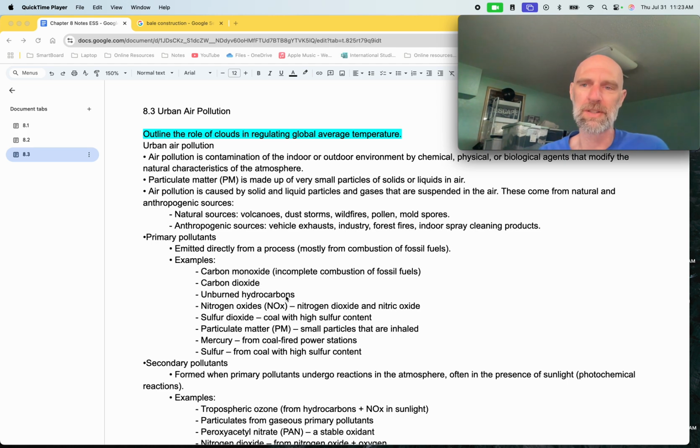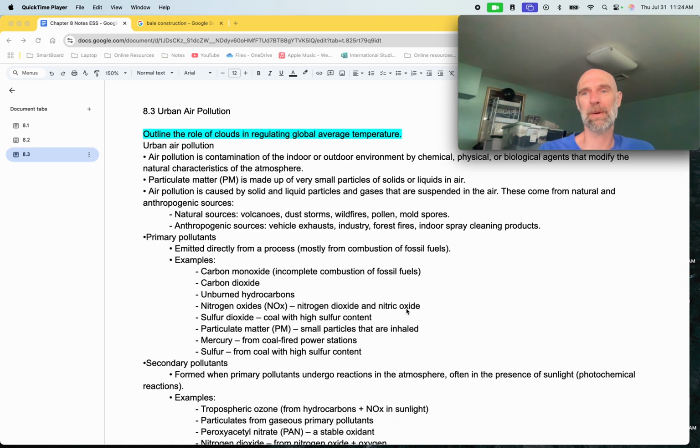Unburned hydrocarbons as well, nitrous oxides, nitrogen dioxide, and nitric oxide as well. Sulfur dioxide, from coal with high sulfur content. It's a big one. Particulate matter, PM. Told you we'd get back to it. Small particles that are inhaled that you generally do not want to. Mercury from coal-fired power stations. That one I did not know about until I was reading the book.